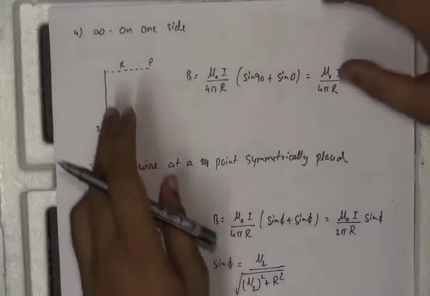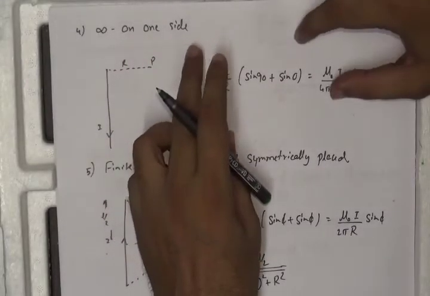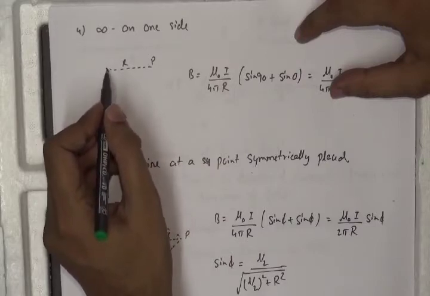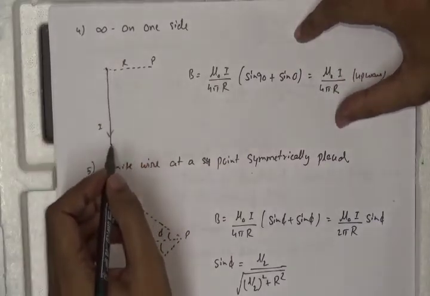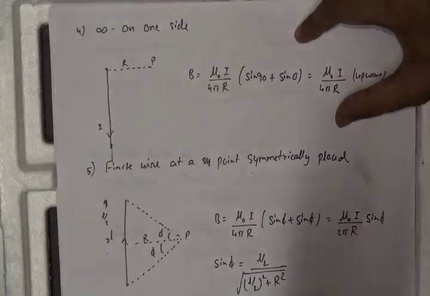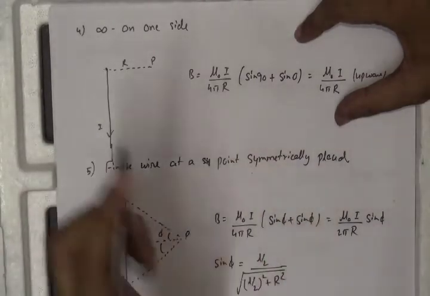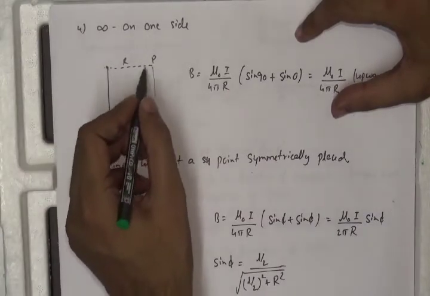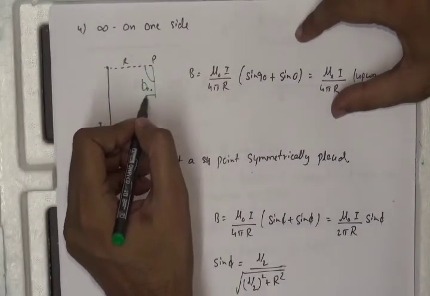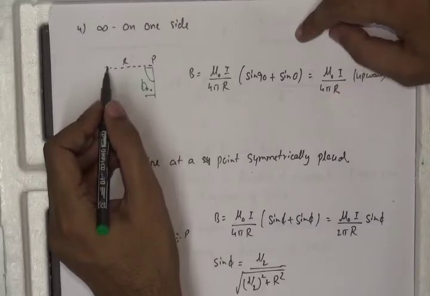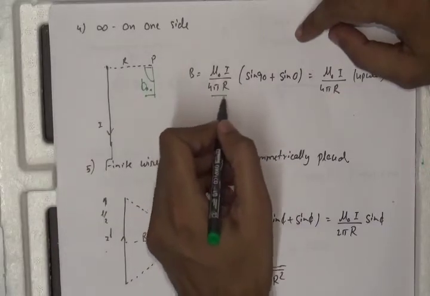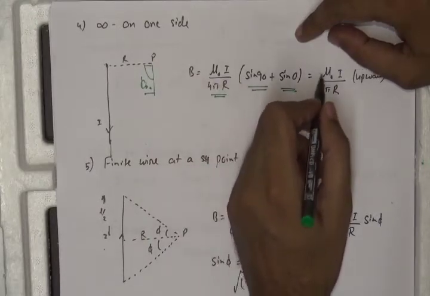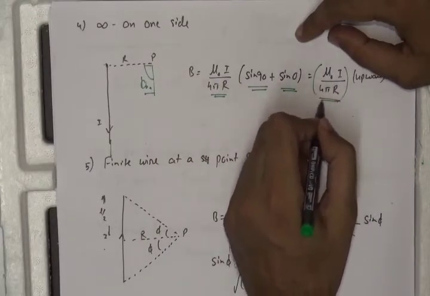What if the wire continues to infinity on one side and starts from just in front of the point P? So this wire starts from this point and goes to infinity on this side. What will be the magnetic field in this case? Simply, we just have to change the limit. This angle phi will still be equal to 90 degrees, whereas this angle now will become equal to 0 degrees. So, in the same formula, μ₀I upon 4πr (sin 90 + sin 0), it will become equal to μ₀I upon 4πr.